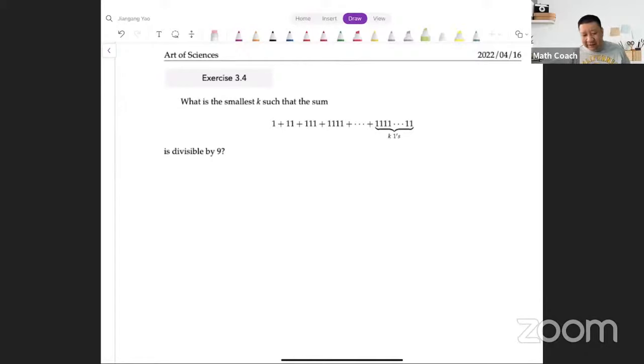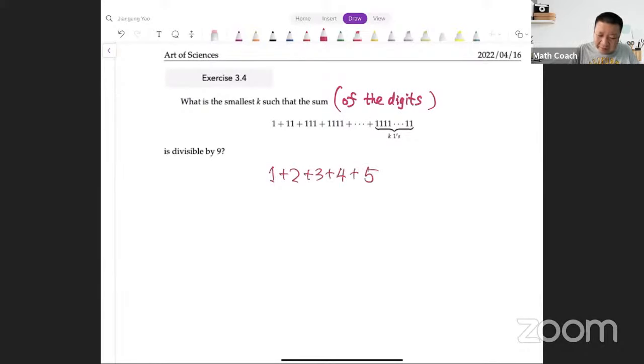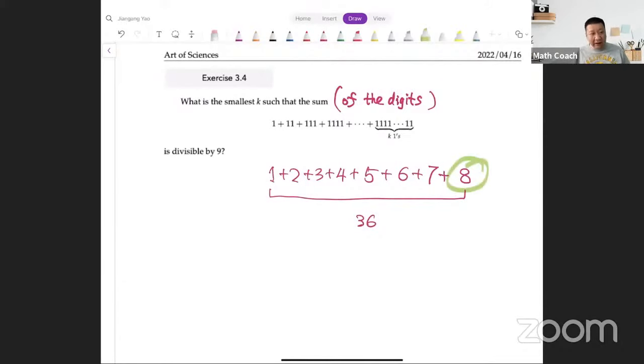So first, for this question, it's divisible by 9. It means what? If the sum is divisible by 9, it's the same as the sum of the digits being divisible by 9, right? For the first one, it's 1, and then plus 2, plus 3, plus 4, and you just continue to add. That's 3, 6, 10, 15, 21, 28, and 36. 36 is already a multiple of 9, right? So that is already good enough. That's why the answer to that question is 8.